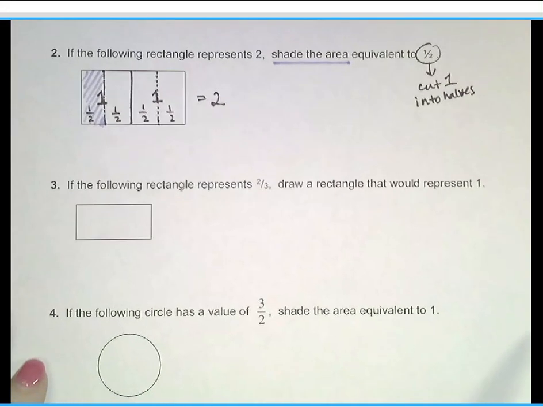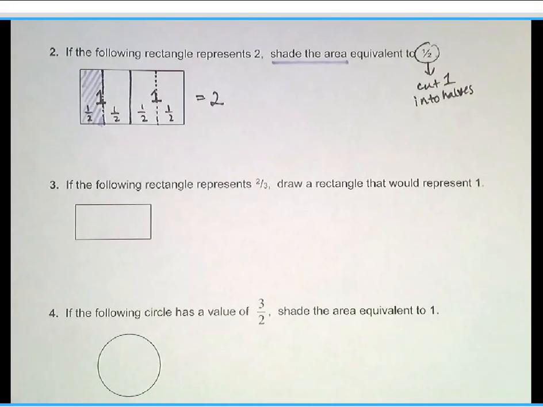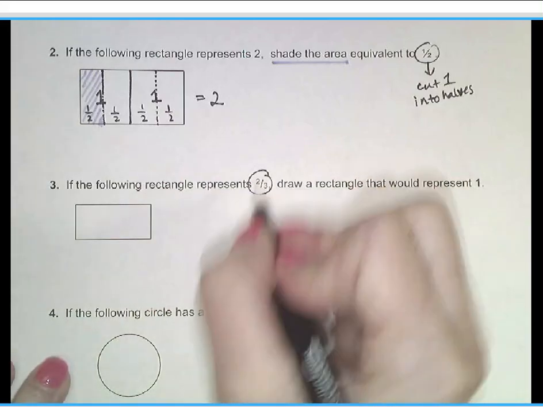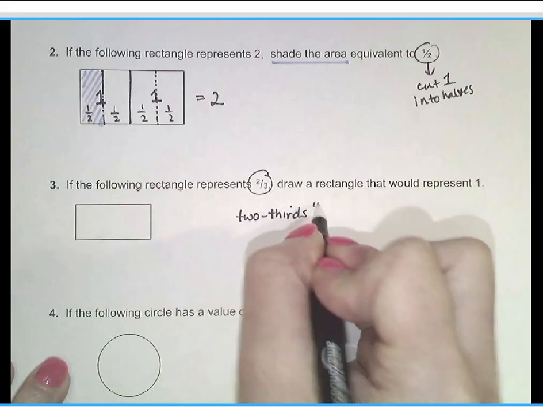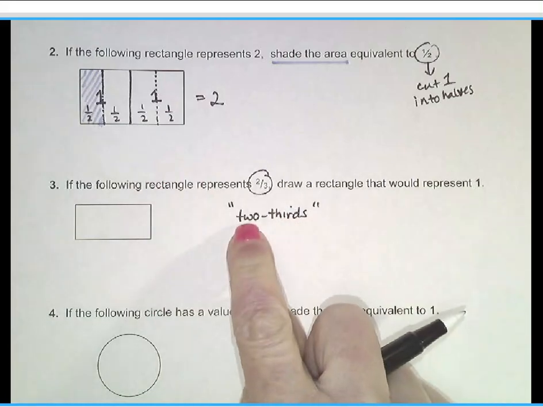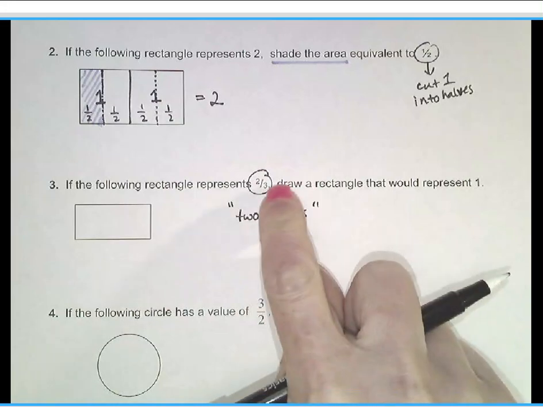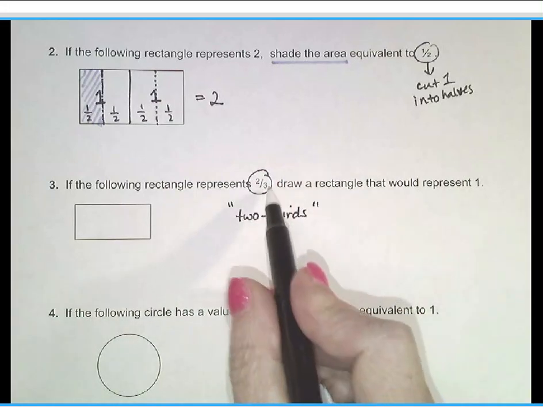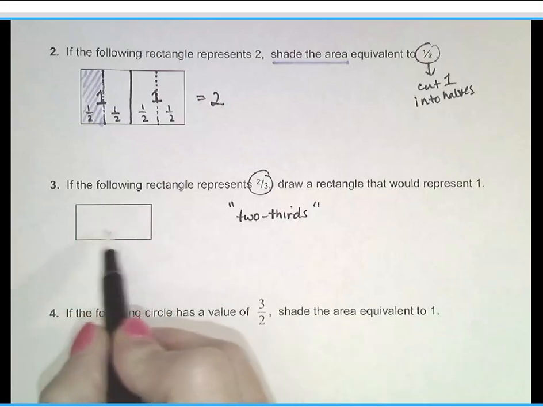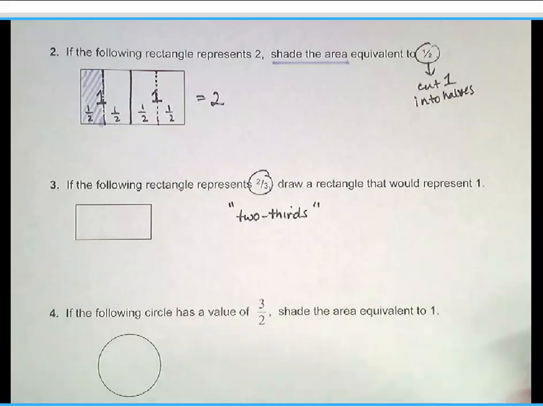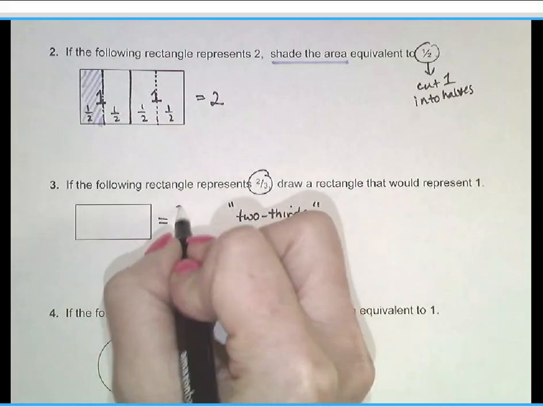Now the following rectangle represents 2/3. Draw a rectangle that would represent 1. So 2/3. How many? 2. What are they? They're thirds. So see how the denominator is a 3, so that's the language. So this is not equal to 1, so we're not going to cut it into thirds. This rectangle is equal to 2/3.